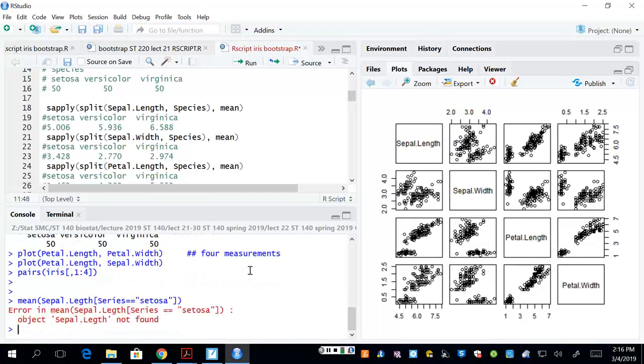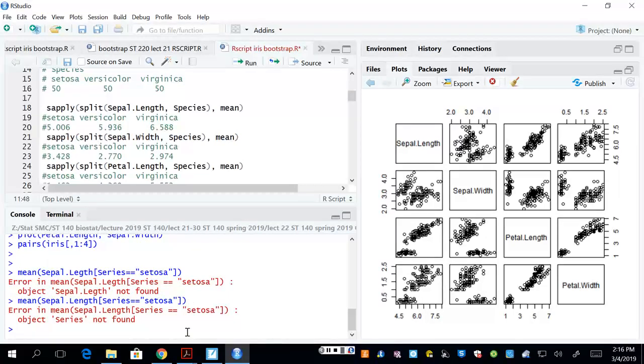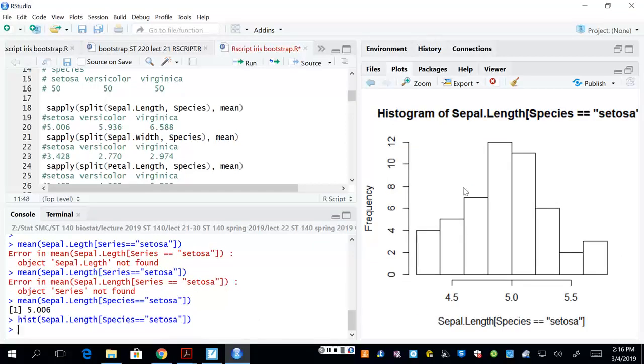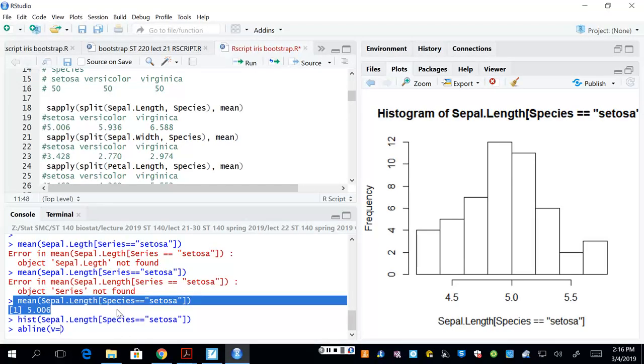So the average length of species, not series. There we go. The average sepal length, let's do a histogram of that thing. Sepal length, and sepal length by species. The Setosa one. Let's see what the data. All right, this is the sepal length for the Setosa ones. And so the sample average, right, let's put a vertical line at the mean.